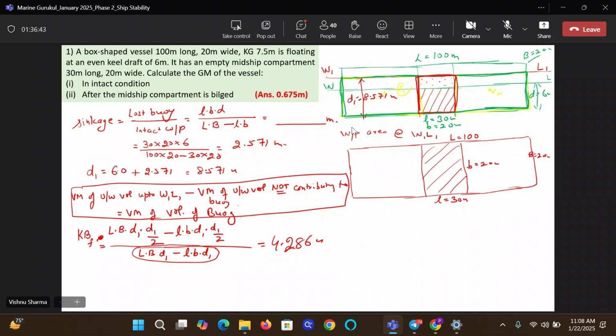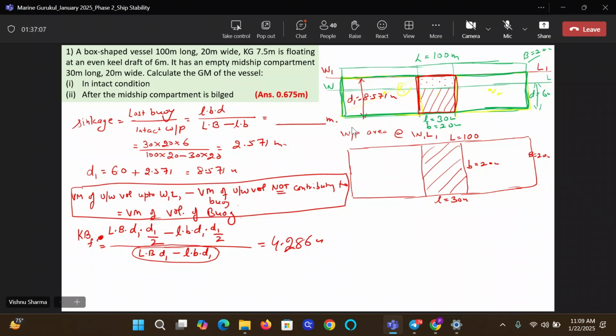When will the volume of buoyancy change? Only if the displacement changes. Am I right? Buoyancy will change only if displacement changes. I'm not talking about how it is distributed, but how much you regained. You regained what you lost. Correct? Yes, sir.